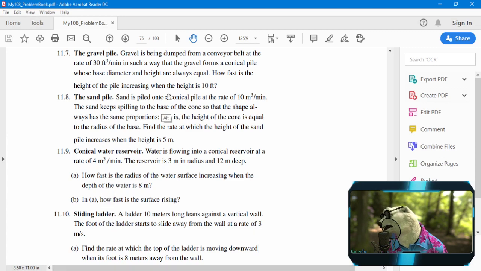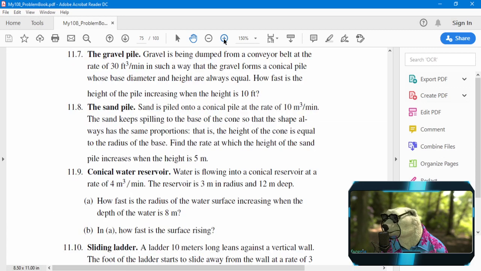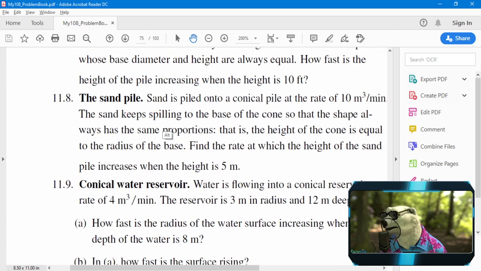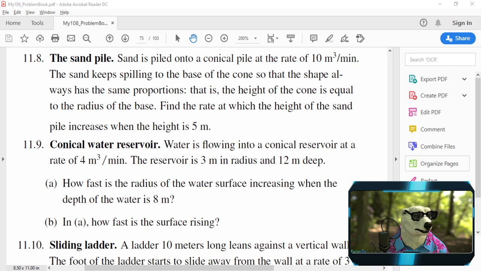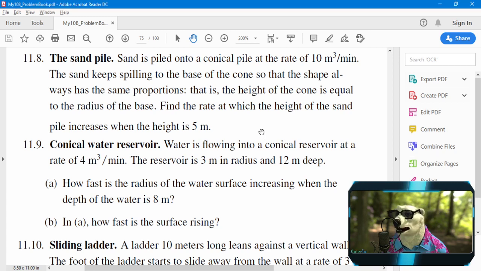The first one, I'll zoom in here. I want to look at number 8. It's a typical one. Sand is piled onto a conical pile at the rate of 10 cubic meters per minute. The sand keeps spilling to the base of the cone so that the shape always has the same proportions.